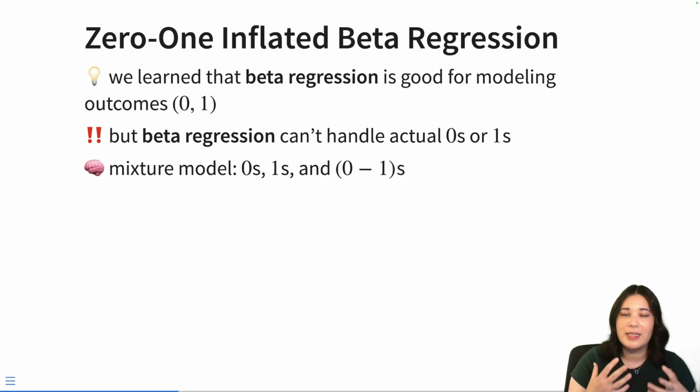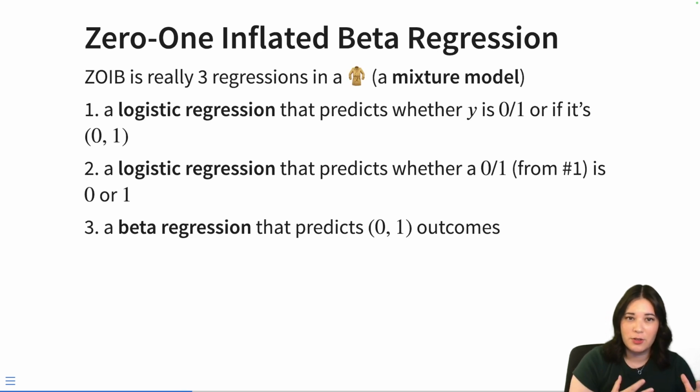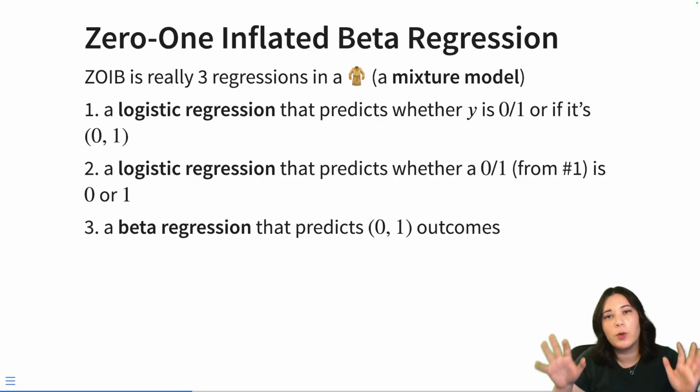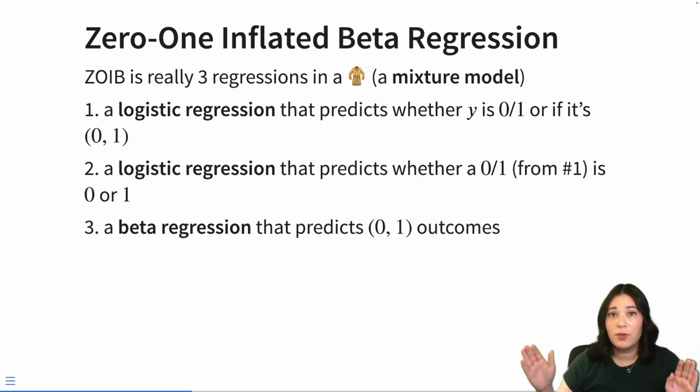Essentially what we're saying is that the data that we observe comes from a mixture model with three components: a component of zeros, a component of ones, and a component of things that are between 0 and 1. So ZOIB is really just three regression models, aka a mixture model, in a trench coat. So the first is a model that is a logistic regression that basically just predicts, is an outcome that we have going to be an extreme value, so a 0 or 1, or is it going to be between 0 and 1? So we're making that dichotomization first.